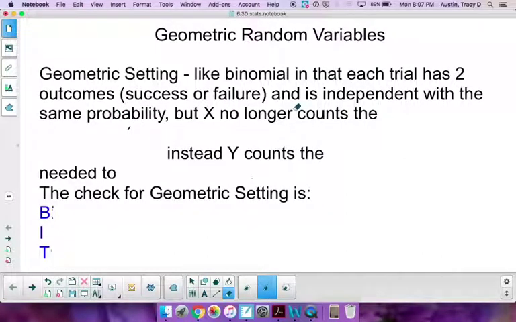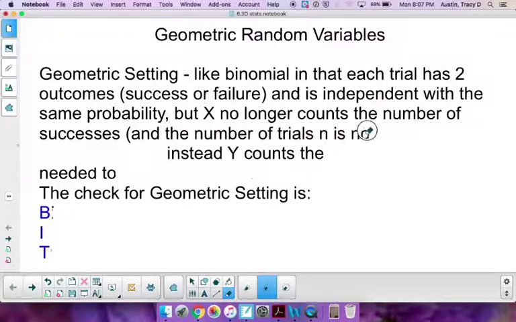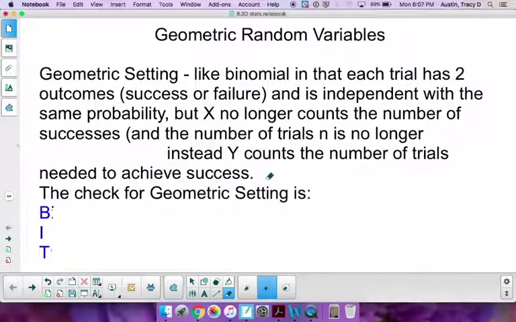Okay, the big difference is that we're no longer counting the number of successes. We're not trying to figure out how many kids out of 5 will have type O blood, with a 25% probability. Now for geometric, we're actually looking for something very specific, and it's basically the number of trials we need to get a success. And because we don't know how many trials we'll have to go through to get a success, the number of trials can no longer be predetermined.